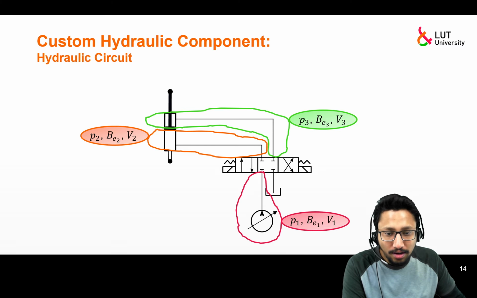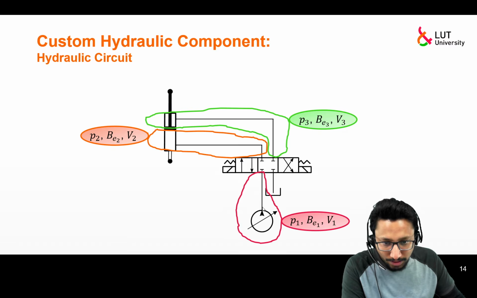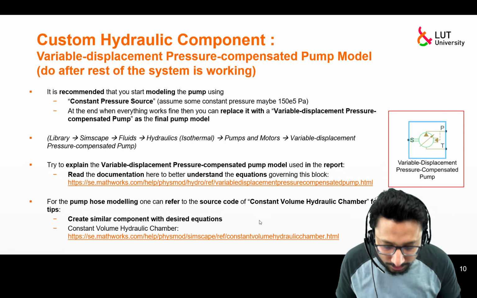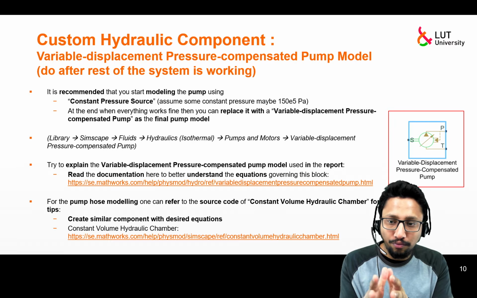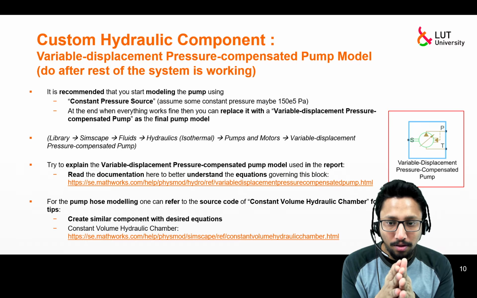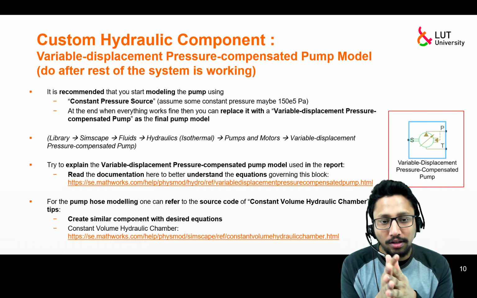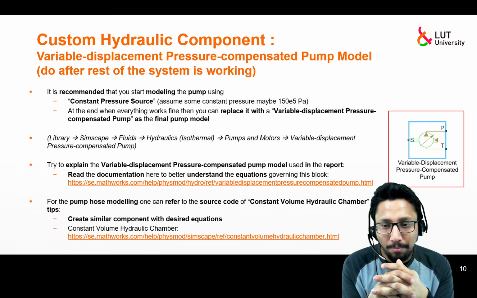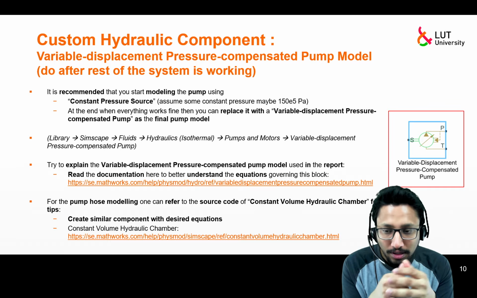this pump is a variable displacement pressure compensated pump, but it also has some hydraulic connecting hose with it. We need to take that into account as well. So how can you model the pump? Till now you were using a constant pressure source pump, and when all the other components are working fine, now you need to change that to the variable displacement pressure compensated pump block in Simscape Multibody.